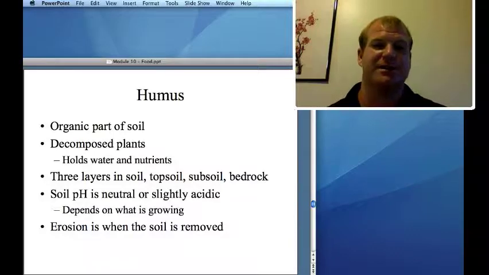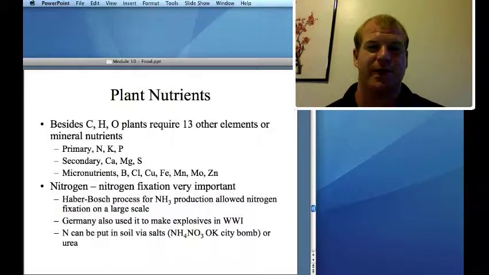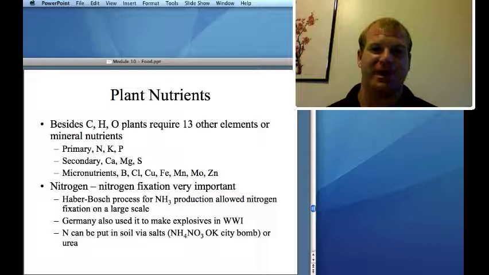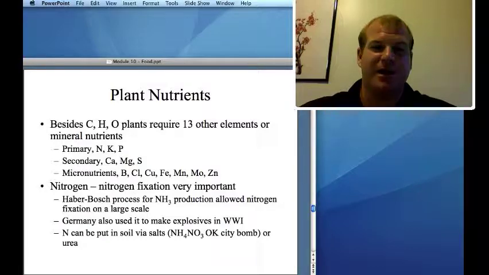In erosion, this is when the soil is removed. Plant nutrients, so sort of like how we need fats, sugars, and proteins in large amounts, plants need quite a bit of nitrogen, potassium, and phosphorus. Plants need some other nutrients in moderate amounts and some in really small amounts. But nitrogen, this is the biggest one. This is really important. This was nitrogen fixation and the Haber-Bosch process. This allowed the primary reason why we had a huge world population boom.